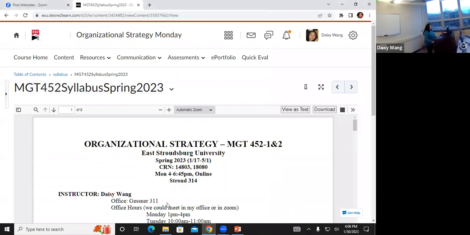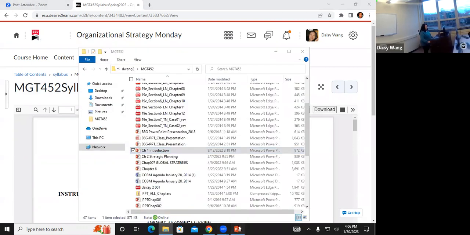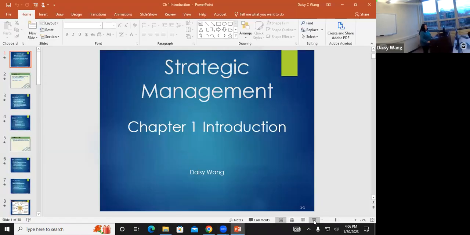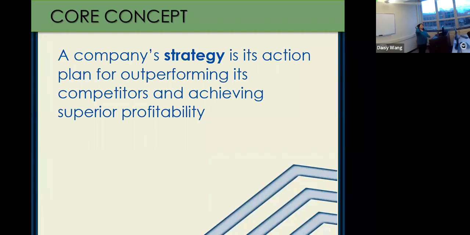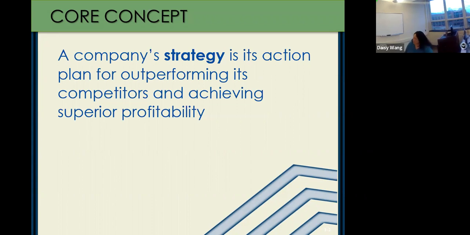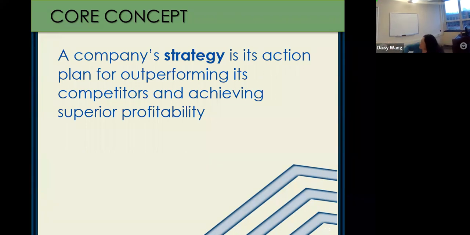So let's do chapter 1. This class is strategic management, and for the chapter 1 introduction, we are going to figure out what exactly strategy is. So when we say strategy, what comes to your mind? What do you think a strategy is? The answer is already kind of here, but I want to hear what you say in your own words.